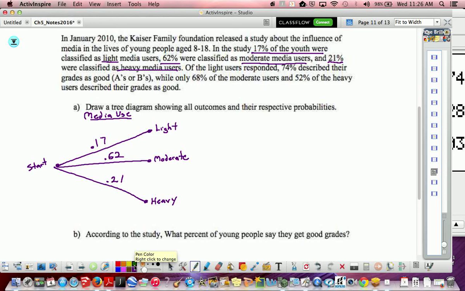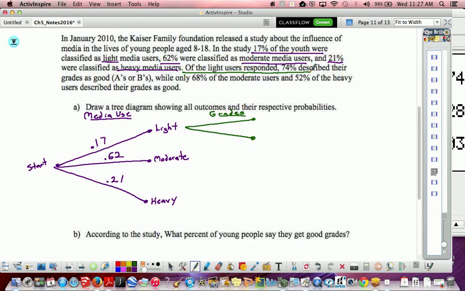So then I have my second event. Okay? And the second event talked about grades. So from the light media user, notice how they say of the light users responded. So they're actually saying based on the light users, so they're giving you that conditional piece. Here's the probability of B given that A has occurred. What's the probability of good grades given that they're a light media user? They're giving you that piece of information.